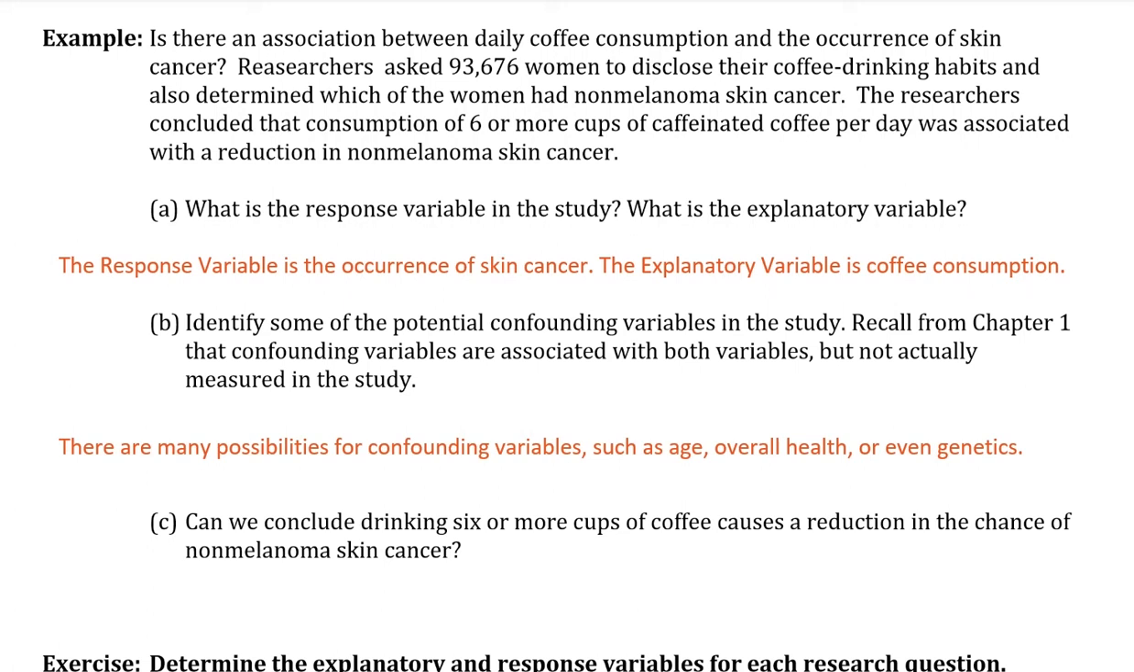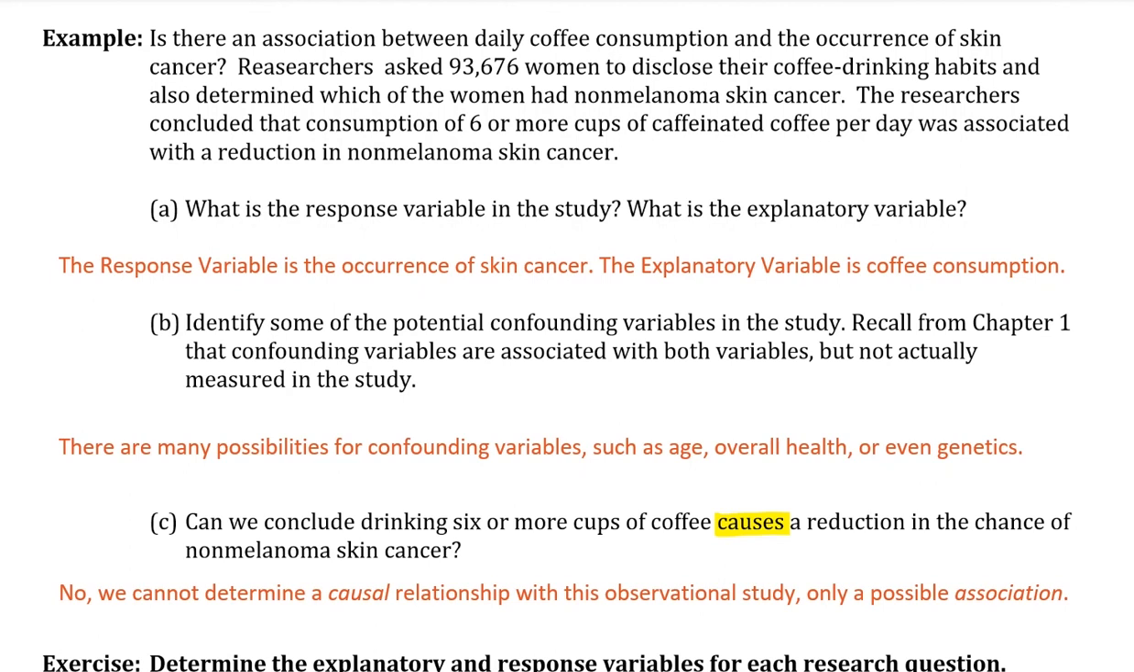Lastly, can we conclude drinking 6 or more cups of coffee causes a reduction in the chance of non-melanoma skin cancer? Keep in mind that the word that's used in that sentence there, causes, is very dangerous. We have a hard time trying to determine if there is an actual causal relationship between one variable and another one. We say that we cannot determine a causal relationship with this observational study. We can only say that there is a possible association between the two variables.